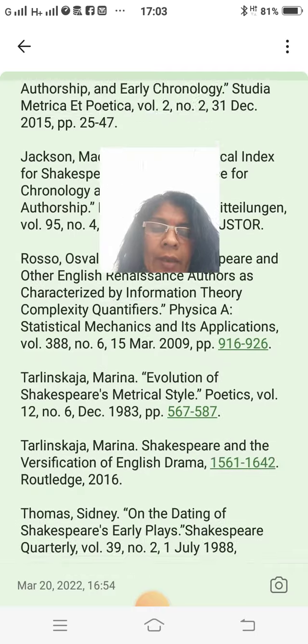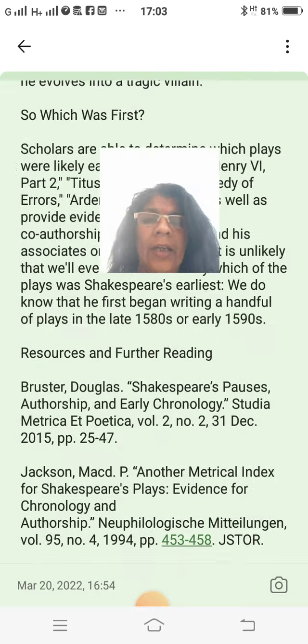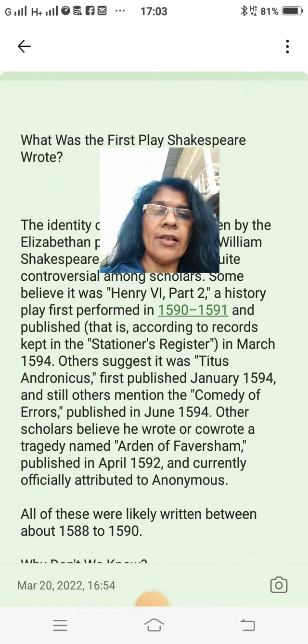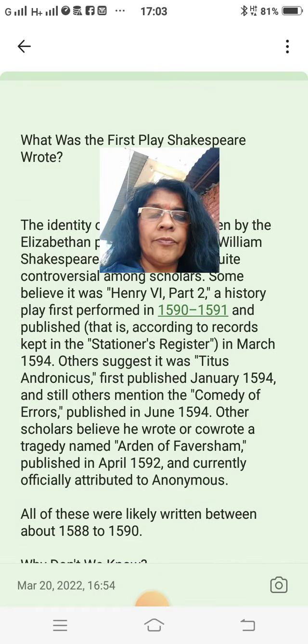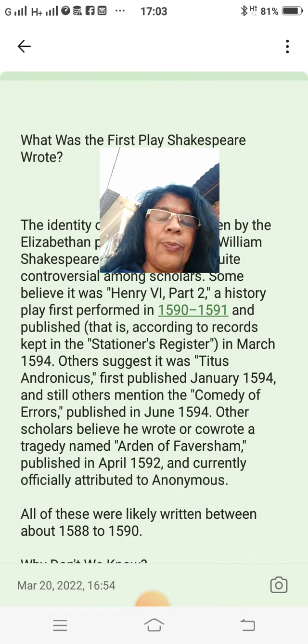So, in this way, this is Shakespeare's first play. This is the question: what was the first play Shakespeare wrote?